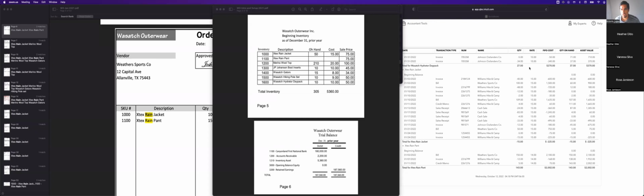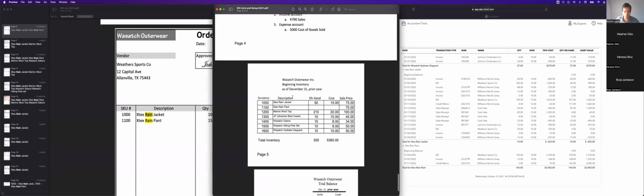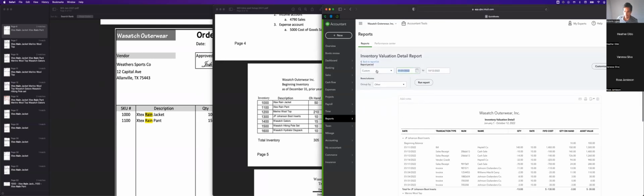So let me share all my screen. Desktop 2. So can you see this PDF? It says Wasatch Outerwear beginning inventory as of December 31st. Prior year, we have a 50 quantity on hand. Yeah, but that's strange because I did the December one and it was correct. So technically it's supposed to be there then. Maybe it's just my report.